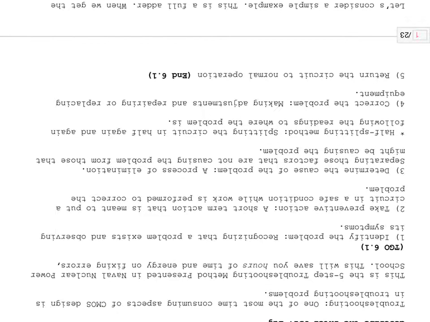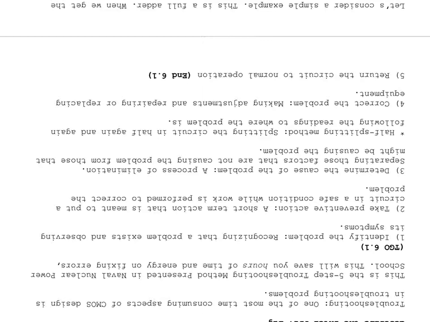The first thing I want to do is go over this 5-step troubleshooting method. One, you have to identify the problem. How many times have you been doing code and you see some sort of error and you have no idea what it is, and you just try looking for it? You don't really know what the problem is. Try to narrow down what the problem is. You Google the error, just recognize that a problem exists and observe its symptoms.